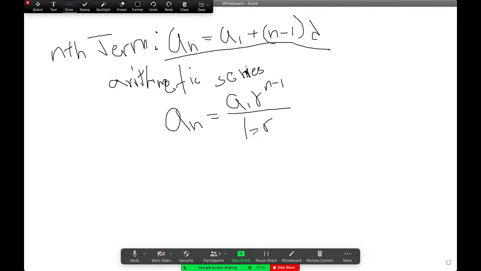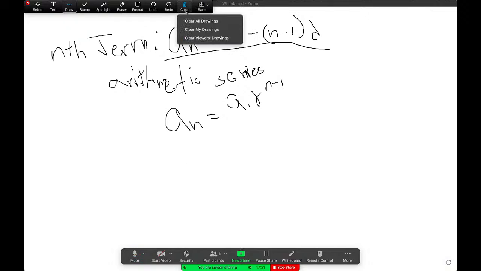Good job, Rohan. Actually, no, it's not divided by 1 minus r. Sorry about that. It's just a_1 times r to the power of n minus 1. Yeah, good job, Rohan.